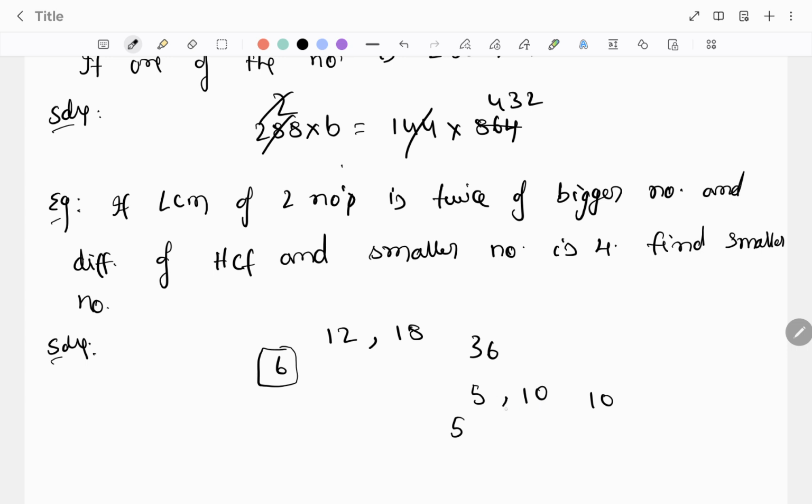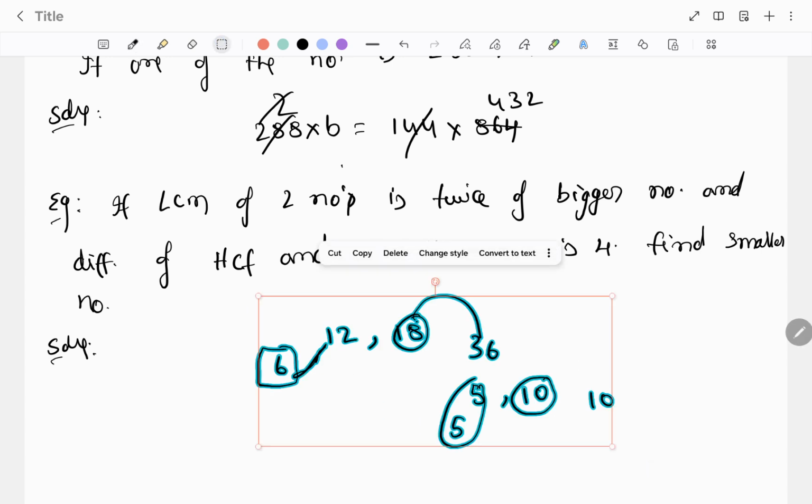This means the LCM will be either the bigger number or a multiple of the bigger number, and the HCF will be the smaller number or a factor of the smaller number. HCF must be less than the given two numbers, or otherwise equal to the smaller number. Suppose it is equal to the smaller number, then the difference of HCF and the smaller number will be 0. But here the question gives 4. So keep this in mind.